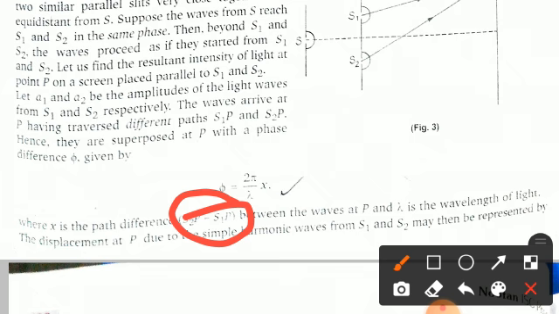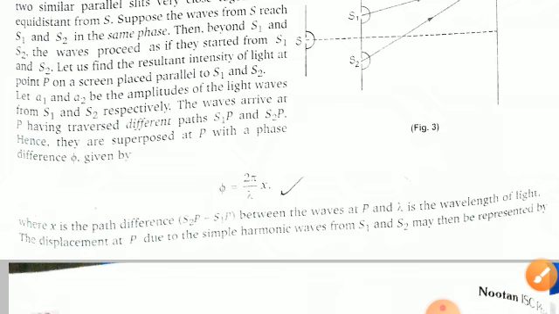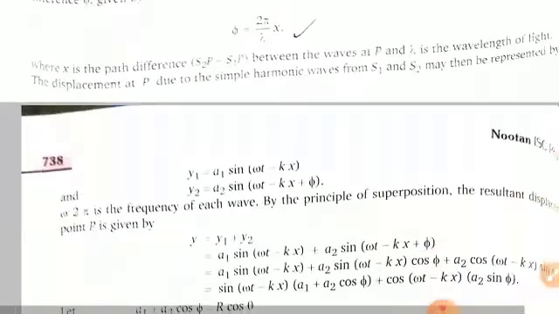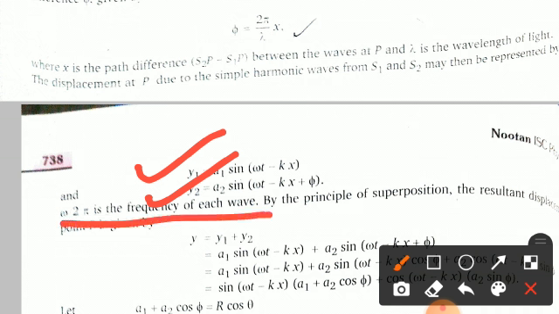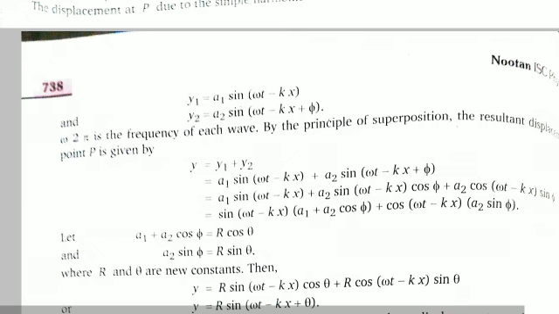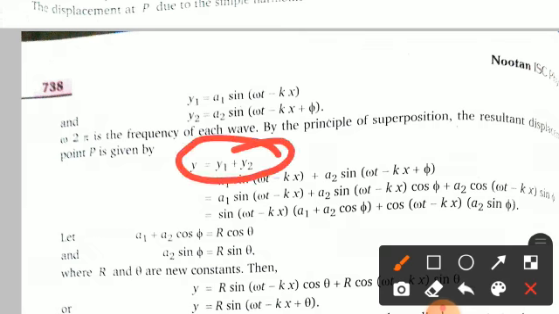So the displacement at P due to the simple harmonic waves from S1 and S2 may be represented by this simple harmonic equation: y1 equals a1 sin(omega t minus kx), and y2 equals a2 sin(omega t minus kx plus phi). Phi is your phase difference, where omega is 2 pi times the frequency of each wave. By the principle of superposition, the resultant displacement at point P is given by y equals y1 plus y2. In place of y1 and y2, we put the values from these equations, and after solving, we get this expression.